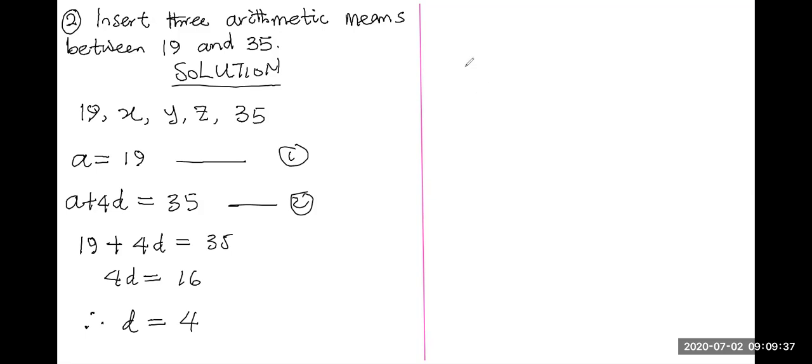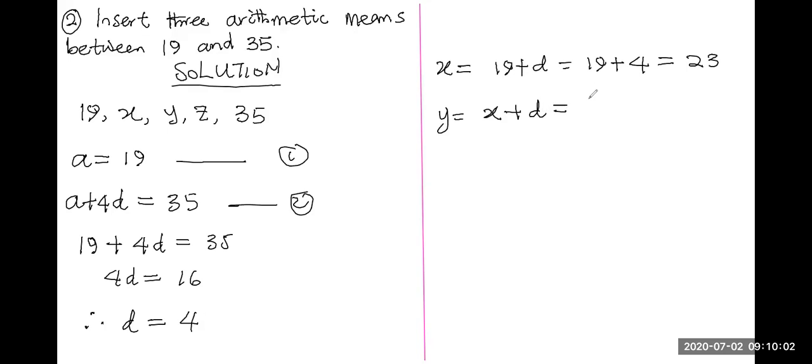What is our x? We can now say that our x equals 19 plus our d, which will give us 19 plus 4 equals 23. And our y is gotten as x plus d, because when you add d to the term x, you're going to have y, because it's increasing by 4. So we have 23 plus 4 to have 27. And of course, our z also is y plus d.